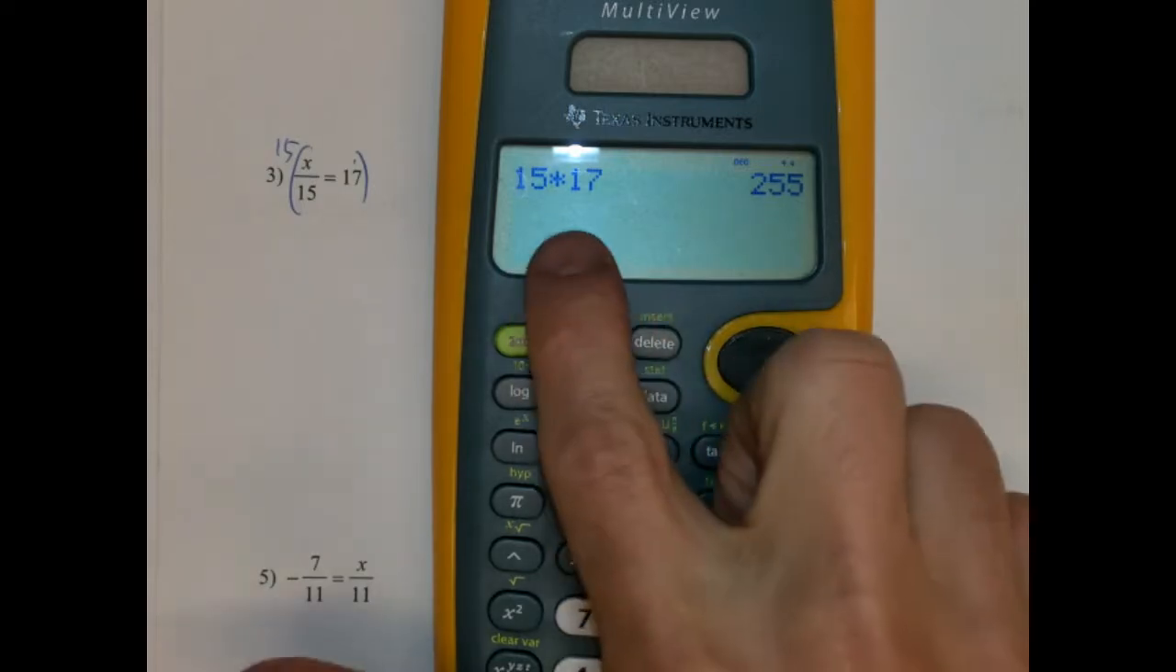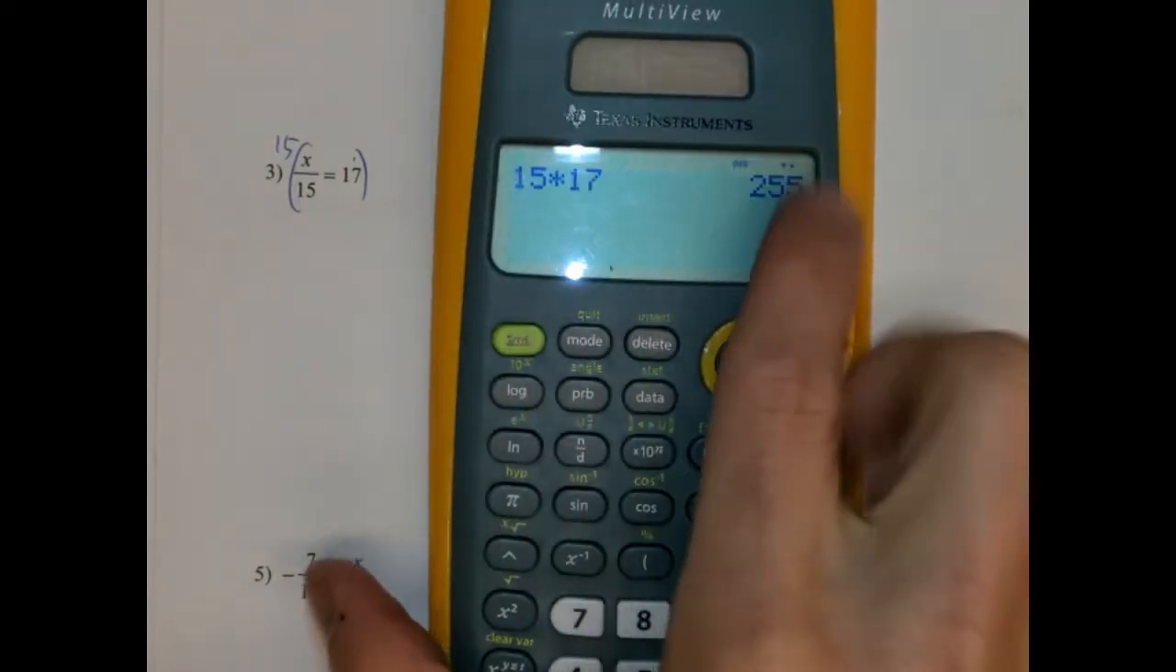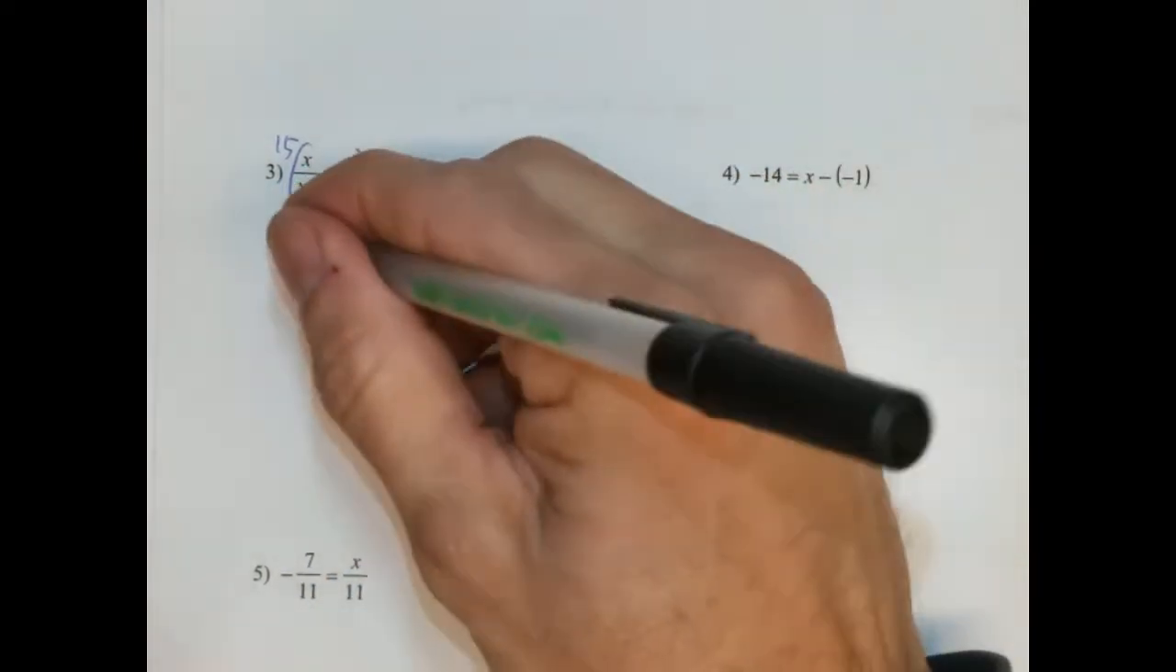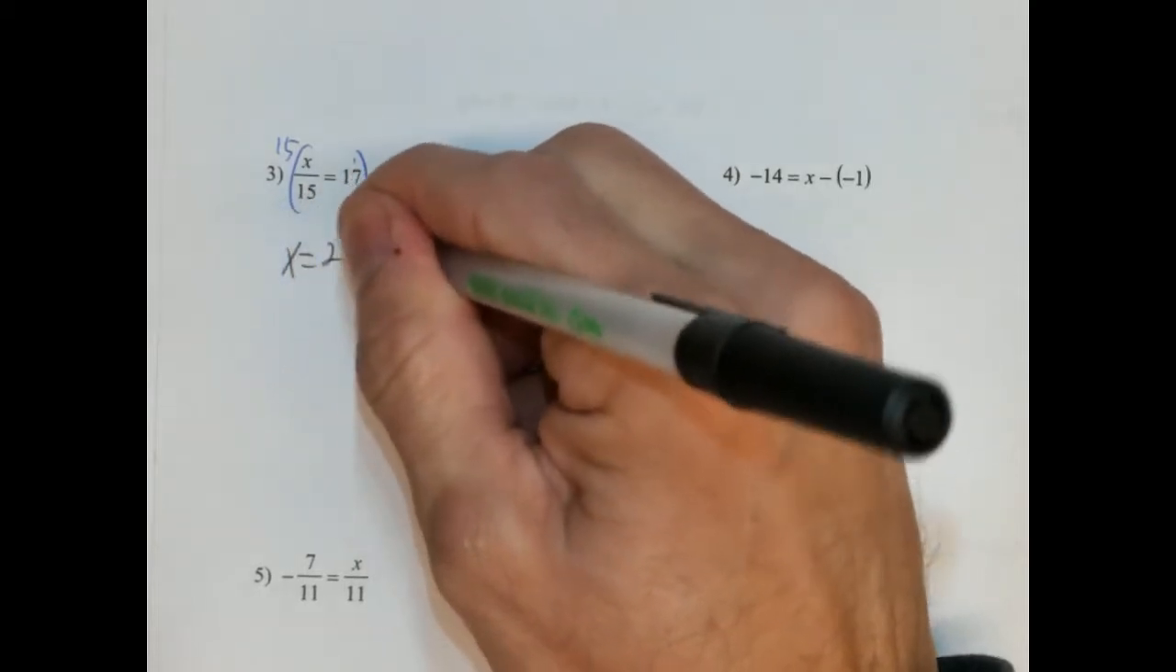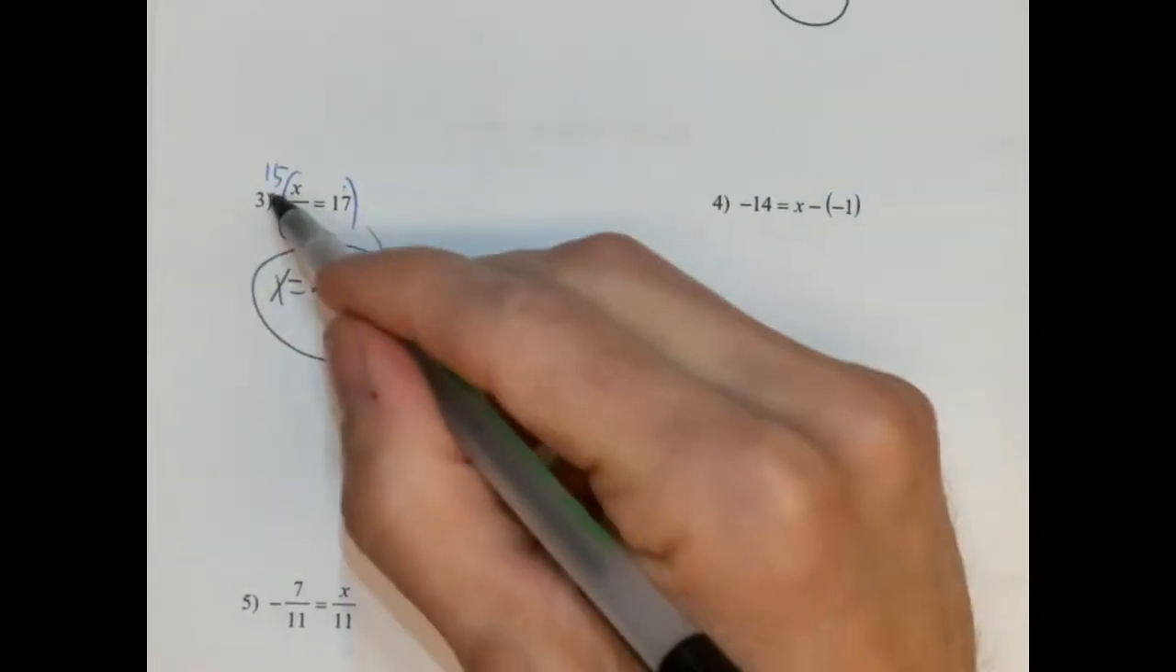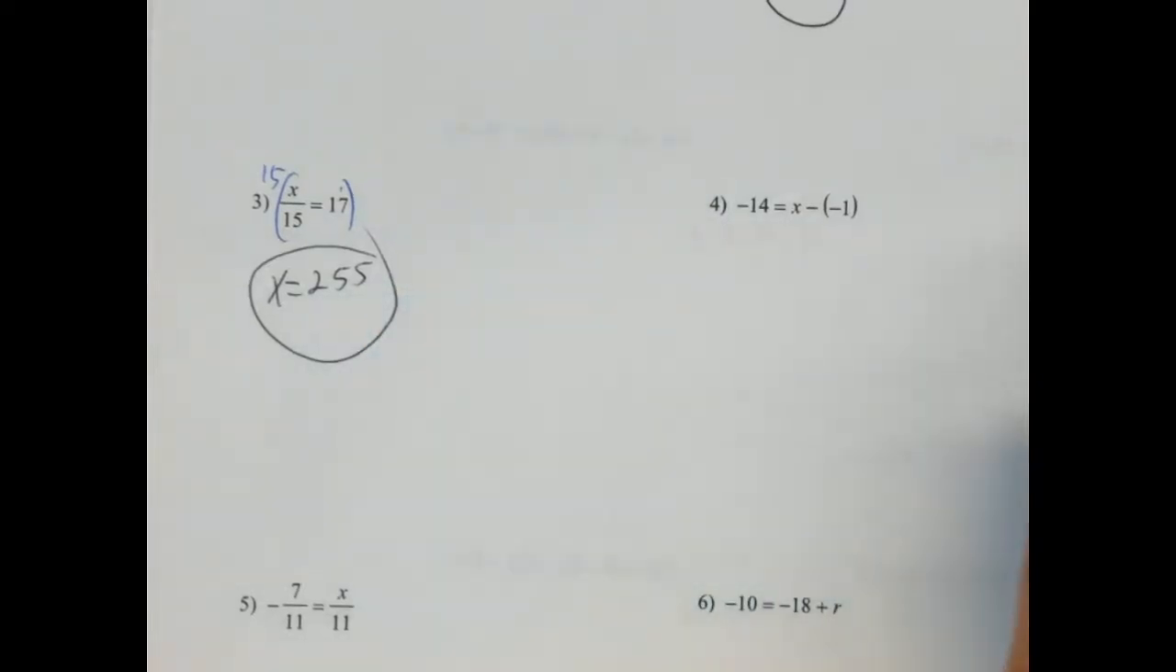But it actually looks like I did this problem earlier. So 15 times 17 is 255. So x equals 255, because those cancel out, and 17 times 15 is 255.